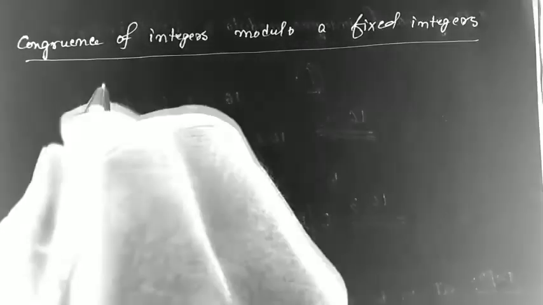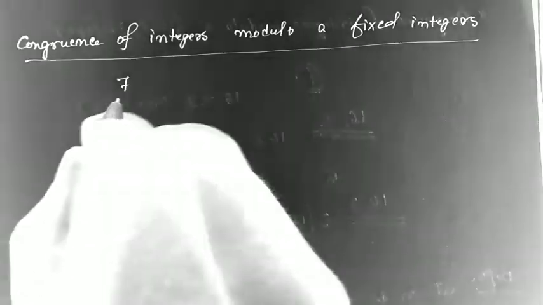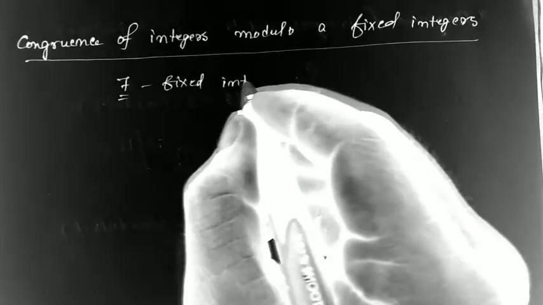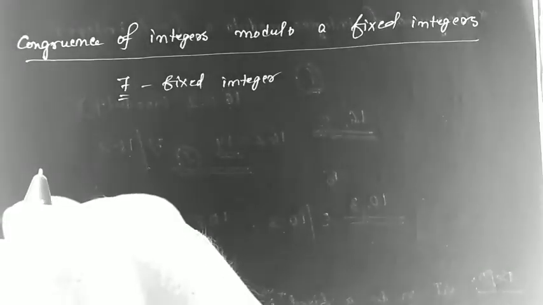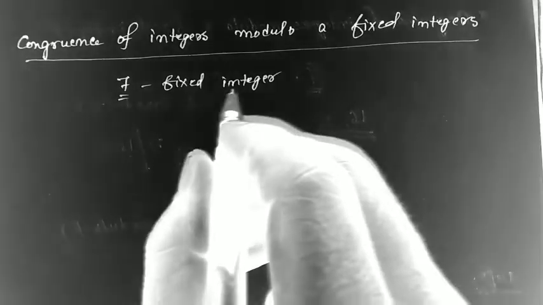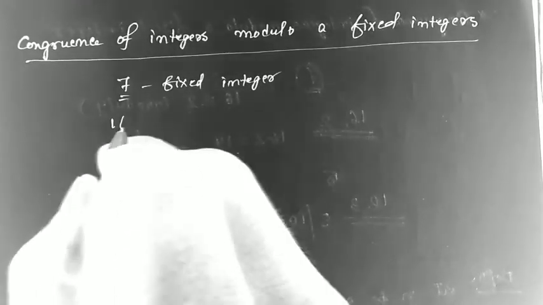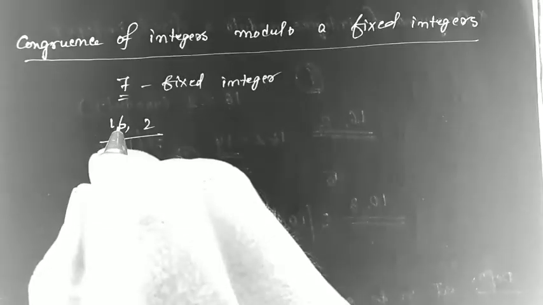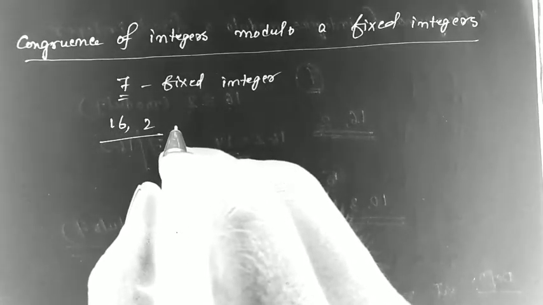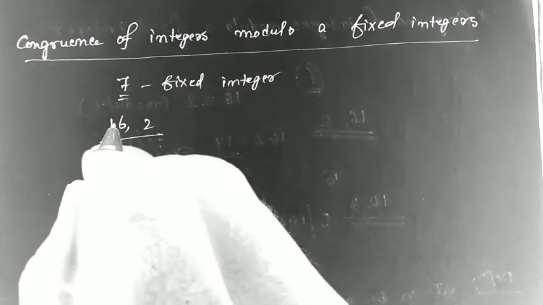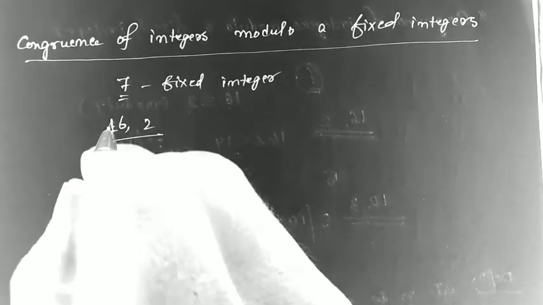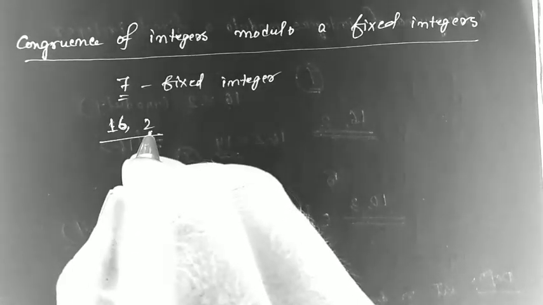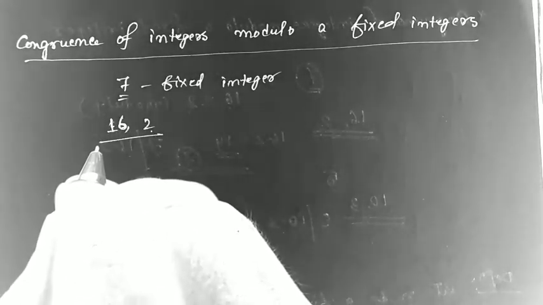Suppose 7 is a fixed integer, and we consider two more integers, 16 and 2. 7 is the fixed integer and 16 and 2 are two more integers. Then 16 will be called congruent to 2 modulo 7 if 16 minus 2 is divisible by 7.